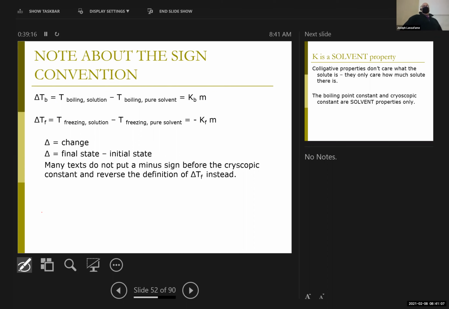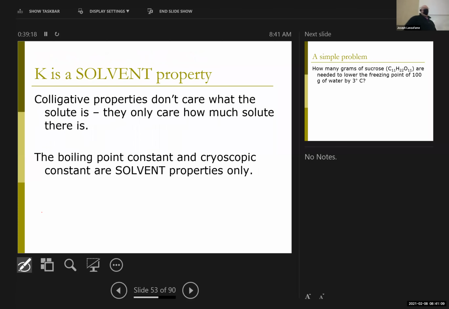And the most important thing to note about that expression is the K is the solvent. Remember, it's a colligative property. It doesn't care what the solute is. And so it's the boiling point of the solvent because the solute doesn't matter. It's the KB or the KF of the solvent because the solute doesn't matter.